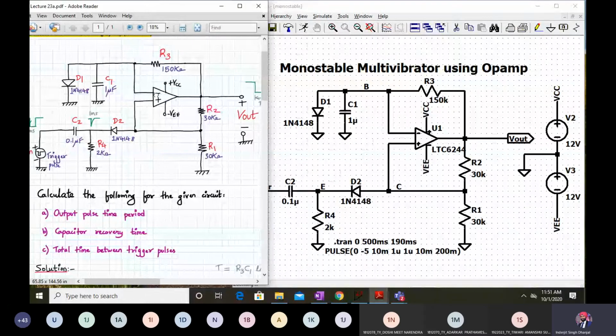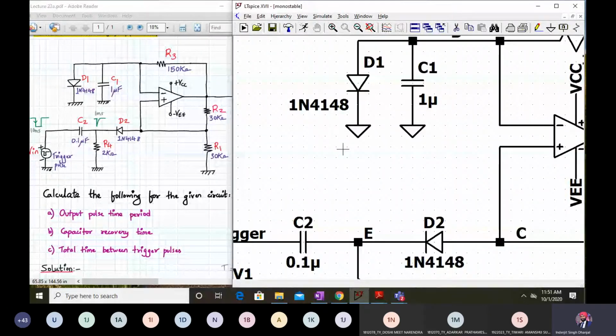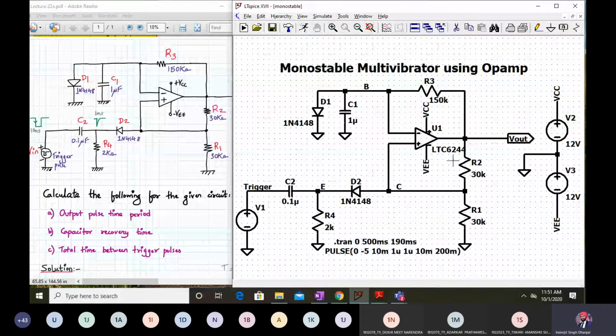If you see carefully, this is our LTC6244, a faster op-amp. Actually, a slower op-amp will be a little bit difficult to work here. Here we have C1 and D1. C1 is 1 microfarad, R3 is 150 kilo ohms, R2 and R1 are 30 kilo ohms, and diode D2 is 1N4148. R4 is around 2 kilo ohms, C2 is 0.1 microfarad, and we have this trigger pulse over here.